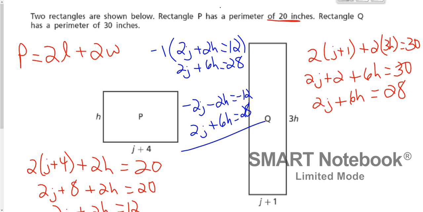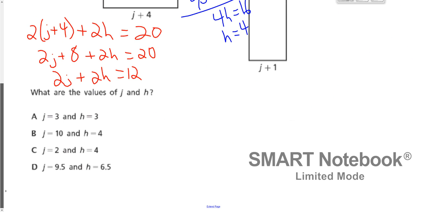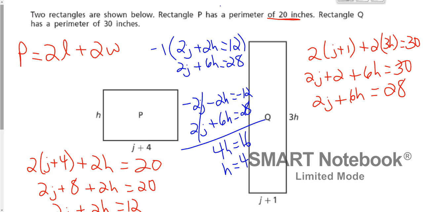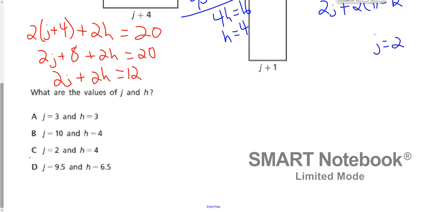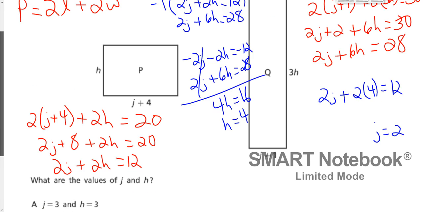I add the two equations together. I get 4h = 16, h = 4. I look at my choices, and there's two possibilities, so I have to keep going. So now I take one of those original equations. I'm going to do 2j + 2h, but I'm going to replace the h with a 4, equals 12. And when I solve that, I get j equals 2. So that would be choice C.